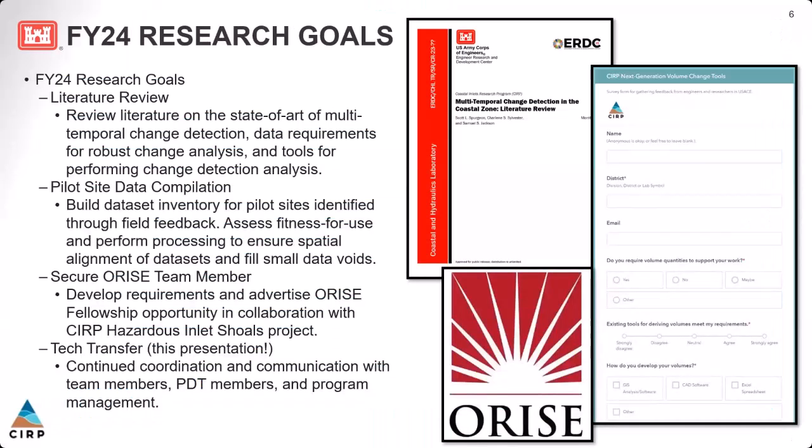But for this year, we have started work primarily with a literature review. The literature review is in progress. It's seen there on the right with a focus on multi-temporal change detection in the coastal zone. Pilot sites for this study are being compiled with data inventories built for each area of interest to assess fitness for use. And we've already recorded some field insights from our feedback form, seen there on the far right side. And so we have a greater understanding of how volumes are currently being developed.